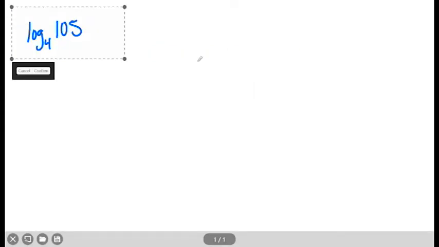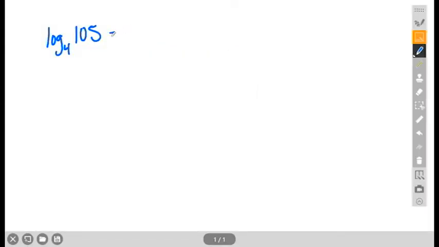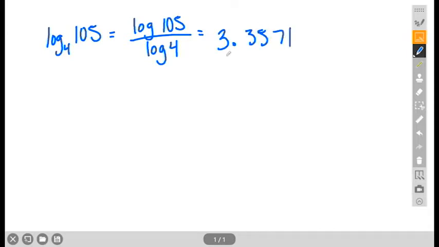Okay, so if you recall, the way that you evaluate a logarithm is using the change of base formula. So we would do the natural or the common log of 105 over the common log of 4 and calculate it this way. Okay, so let's do common log of 105 divided by common log of 4, and that gives us, it says round to the nearest 10 thousandths, 3.3571.